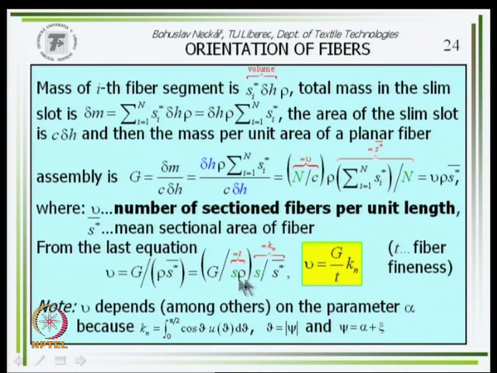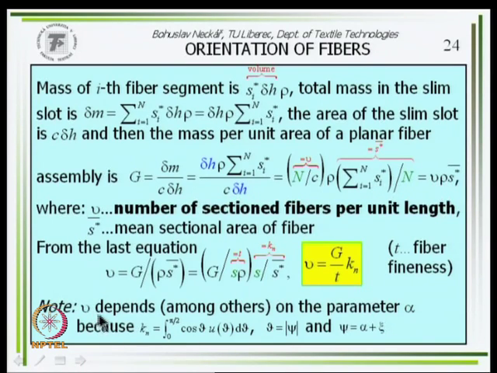So we can multiply and divide it by S. We obtain these structures, but T is S times rho. You know from our first lecture that T is S times rho. Fiber fineness is fiber cross-section times specific mass. This is this one, and S by S star bar, it was Kn. So we can write that nu, the number of sectioned fibers per unit length, is fiber mass per unit area by fiber fineness times the coefficient Kn.